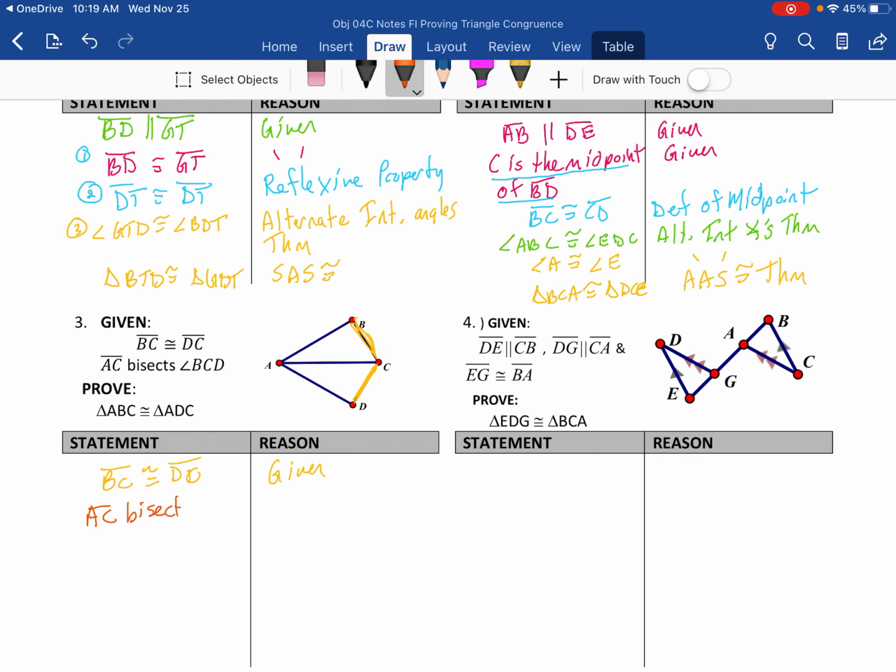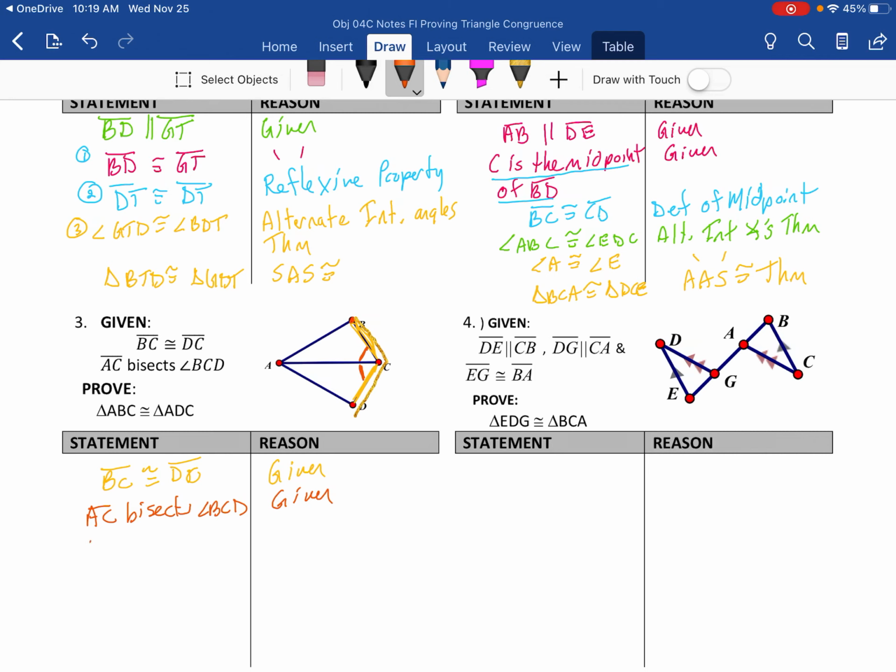You're also given that AC bisects angle BCD. So AC bisects angle BCD. Now I can't mark anything in my diagram, but here is angle BCD, okay? If it's bisected, then I know for sure that this angle must be congruent to this angle, okay? They have to be congruent to each other because of the definition of bisect.